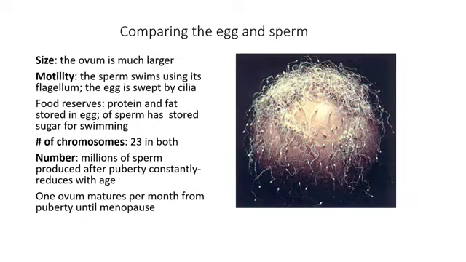The ovum in oogenesis is much larger than the sperm in spermatogenesis. Motility: the sperm swims using its flagellum, the egg is swept by cilia. Food reserves: protein and fat are stored in the egg, while sperm has stored sugar for swimming. Egg and sperm are both haploid cells, which means they have 23 unpaired chromosomes. In spermatogenesis, sperms are produced in millions after puberty, but constantly reduced with age. In oogenesis, 1 ovum matures per month from puberty until menopause.